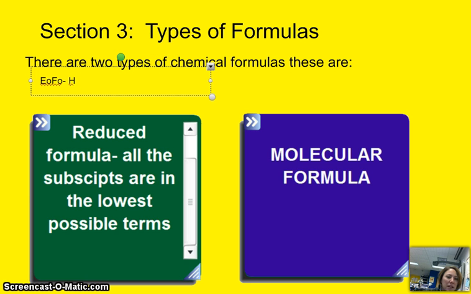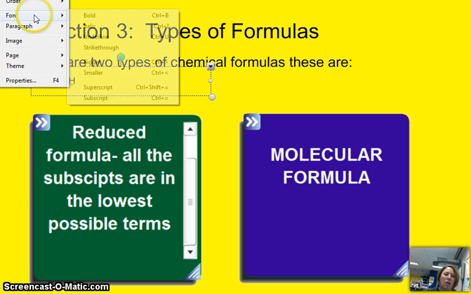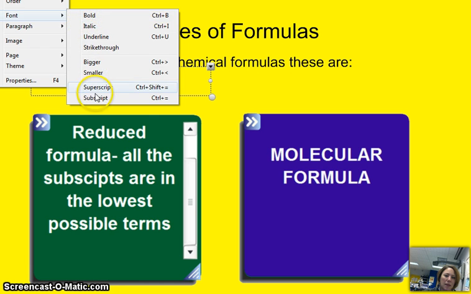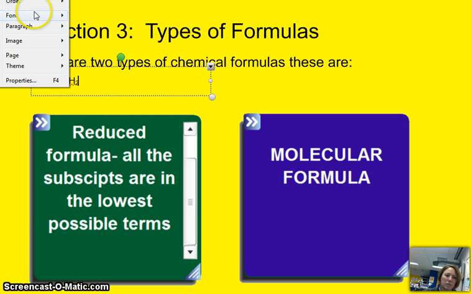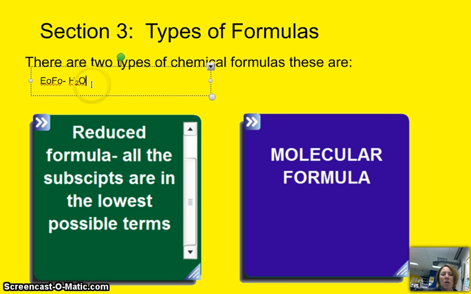The subscripts cannot be reduced any more than they already are. Okay, or for example, NaCl. The subscript for Na is 1, the subscript for Cl is 1. So they're already in the lowest possible terms. So when the subscripts are reduced as much as they possibly can be, that is an empirical formula.